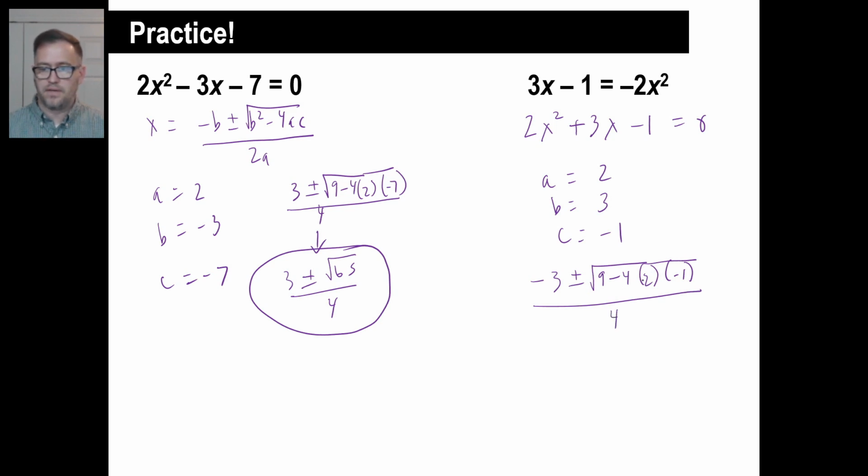Negative 4 times 2 is negative 8. Negative 8 times negative 1 is just 8. 9 plus 8 is 17. So negative 3 plus or minus the square root of 17 over 4.